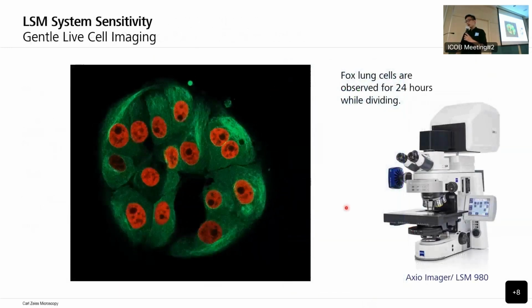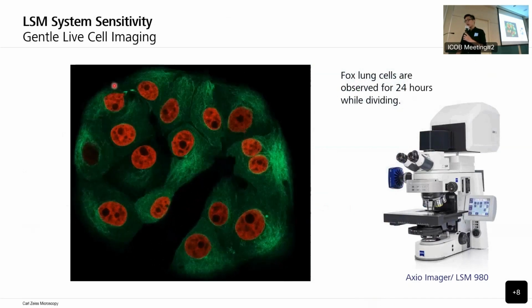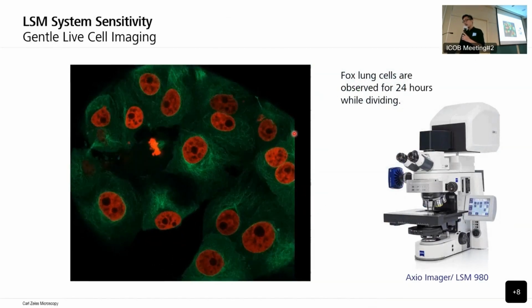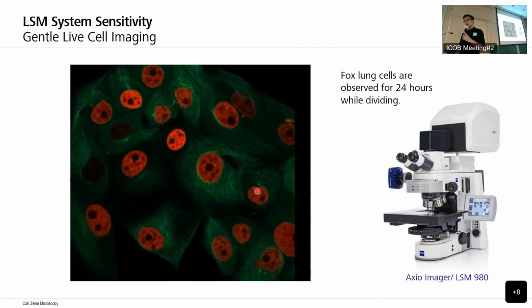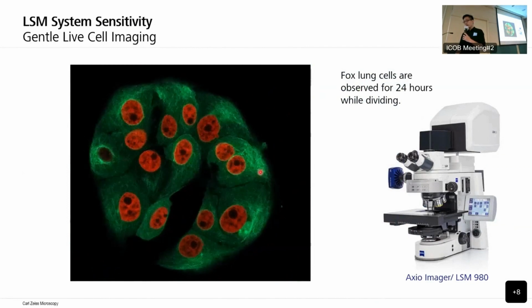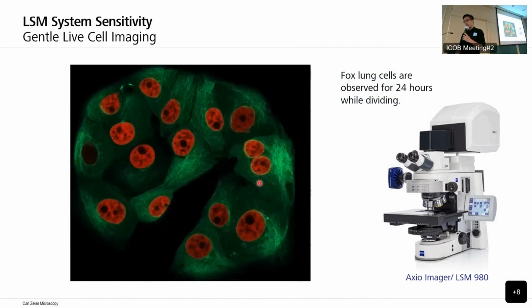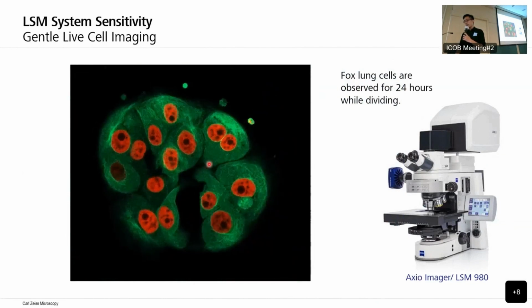And here we can show some applications. For example, we can do live imaging. Here we can see the microtubules, which are labeled green, and also the nucleus, which is labeled red. And you can see the resolution is pretty high.